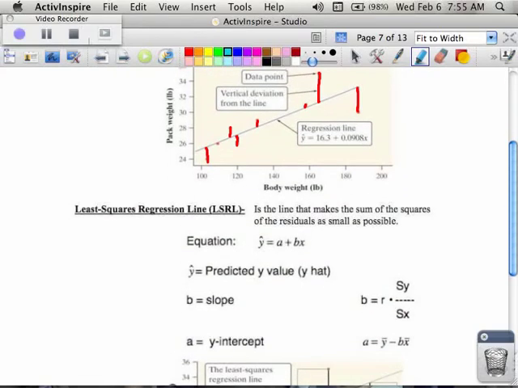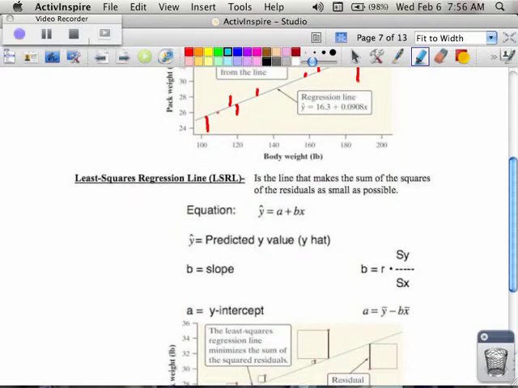A least squares regression line is assuming that the sum of the squares of your residuals, and you'll see a picture later of what that means, is as small as possible. And the cool thing about your calculators is they calculate that for you. A long time ago in a faraway planet, we had to do that by hand. It was a major pain. Now you don't really have to do that anymore.